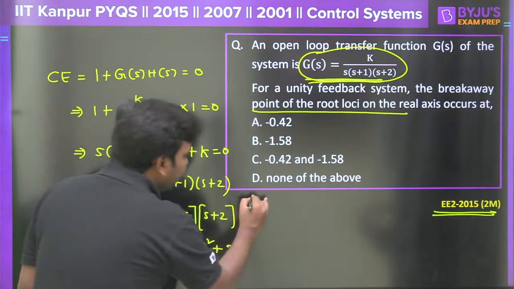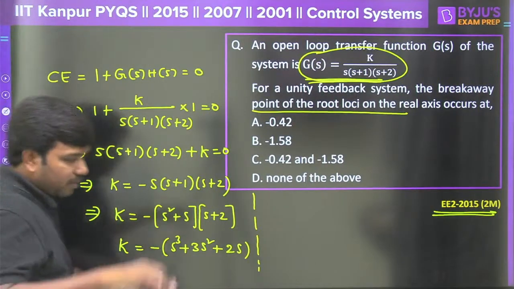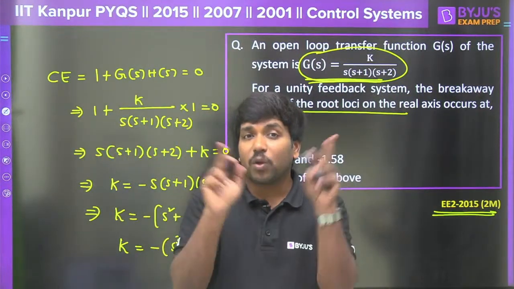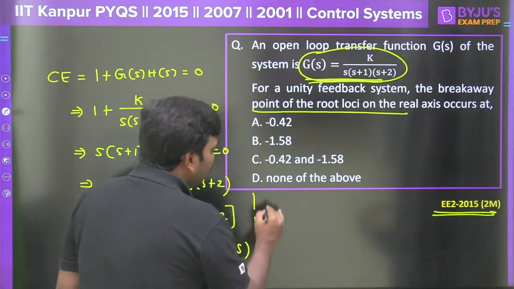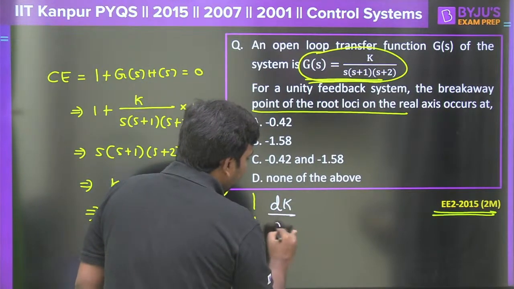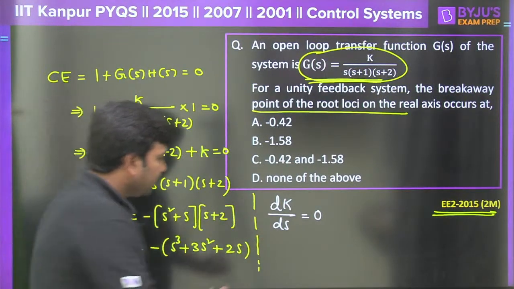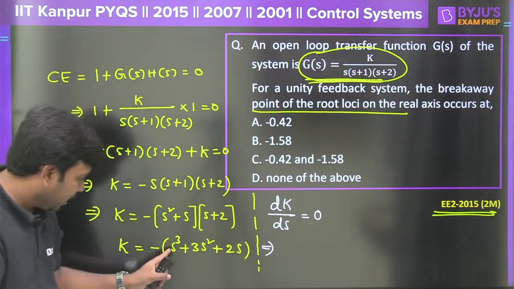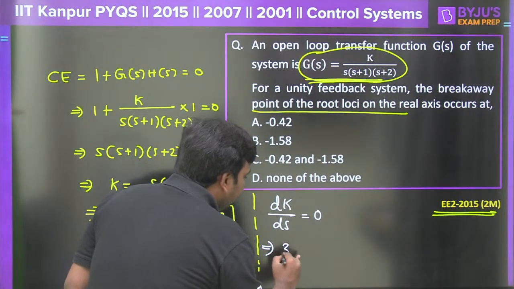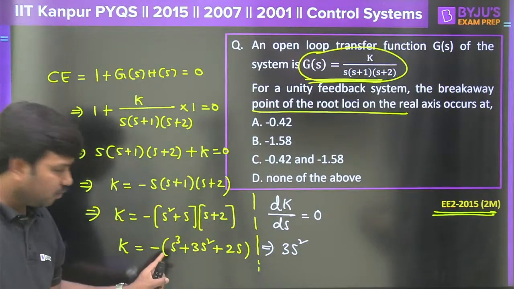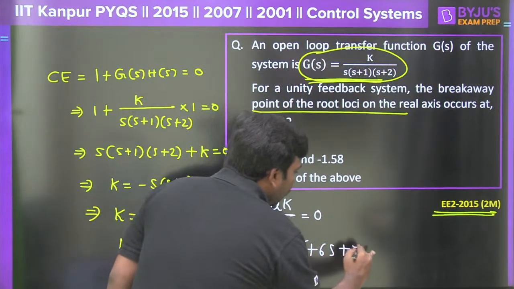Now, how do we calculate the breakaway point? Breakaway point means where the sensitivity of the root locus comes down to 0. Of course, we are varying with respect to K. So the sensitivity of root locus will be nothing but dK by ds equal to 0. That means if you differentiate this and equate it to 0, what will you get? It will be 3s squared plus 6s plus 2 equal to 0.